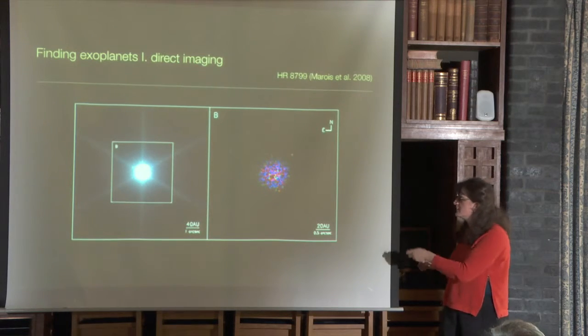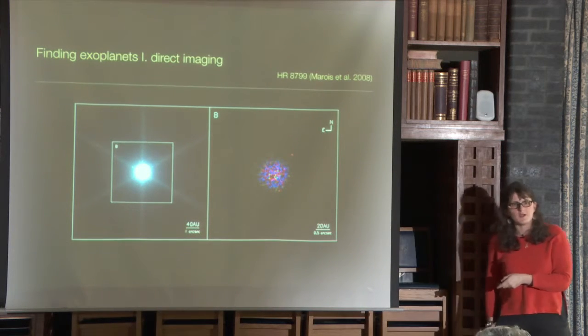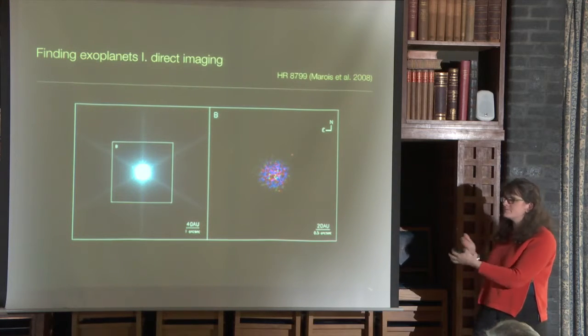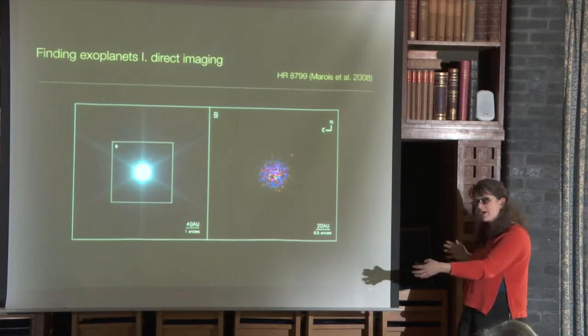I'm going to say something wrong now. Sorry, 20 astronomical units from the star, and 8 to 10 times the mass of Jupiter. And the star is also a scaled up version of the Sun. And indeed, there's some emerging evidence that more massive stars tend to form more massive planets, at least in the outer regions.